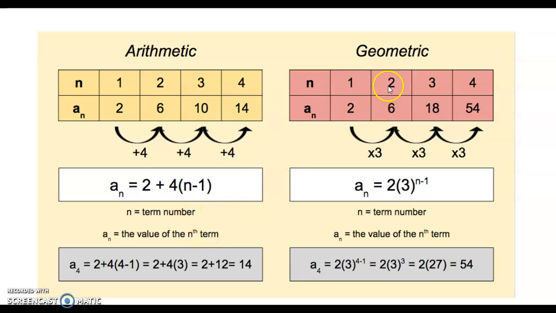On the right, we have a geometric sequence. Now notice as the term numbers increase by 1, each subsequent term is the product of the previous term times 3. So we multiply 2 times 3 to get 6, and then 6 times 3 to get 18, and then 18 times 3 to get 54. This formula happens to be a sub n equals 2, the initial term, times 3, the amount we're multiplying by each term, to the n minus 1 power. And we're going to look at this a little more in depth here in just a moment.